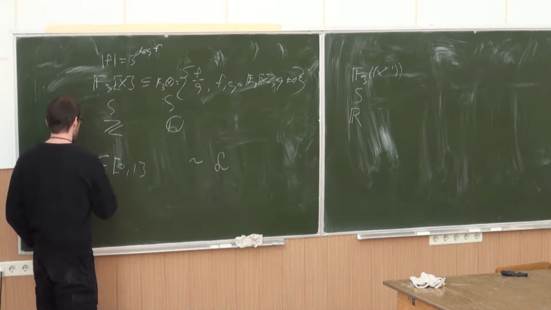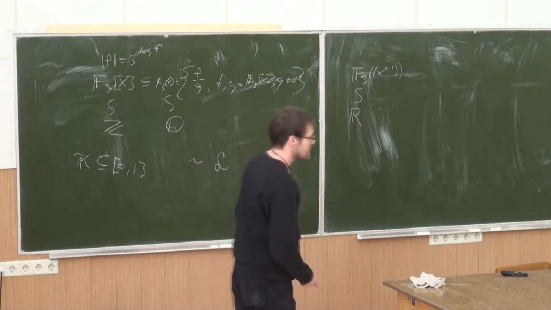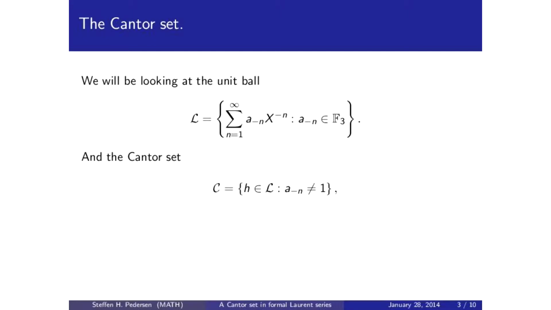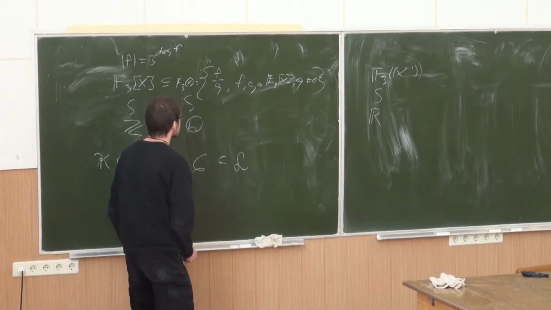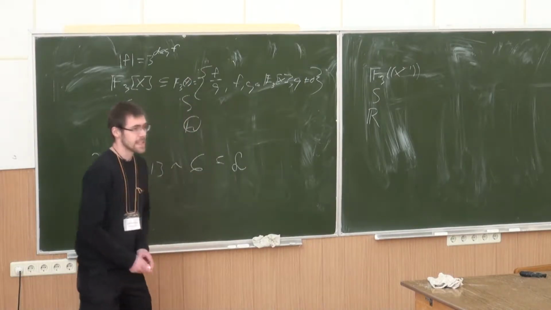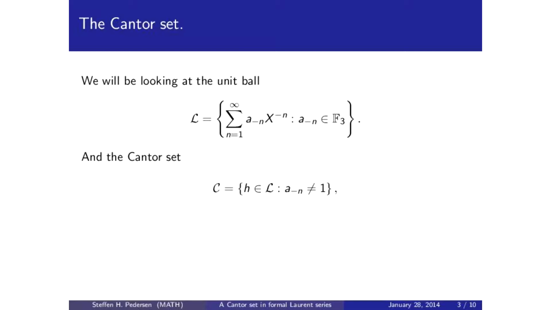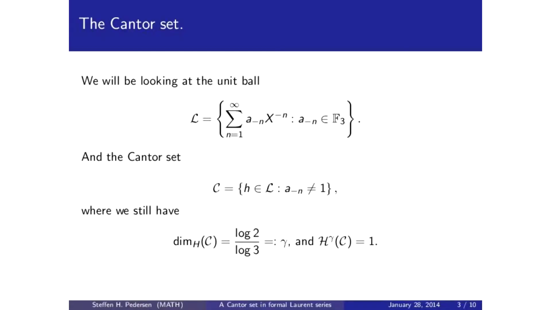Now, inside the unit interval, we have the Cantor set, which we made by saying we don't allow 1 to appear in the base 3 expansion. We can do the same in this world of formal Laurent series, and then we get another sort of Cantor set. What I have been looking at is approximation with respect to this Cantor set. The space is locally compact, so the notion of Hausdorff dimension still makes sense. If we compute that for this Cantor set in the formal Laurent series, we still get that it has dimension log 2 over log 3, and if we take the Haar measure of the Cantor set, we get measure 1.